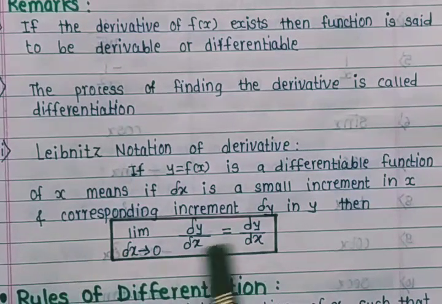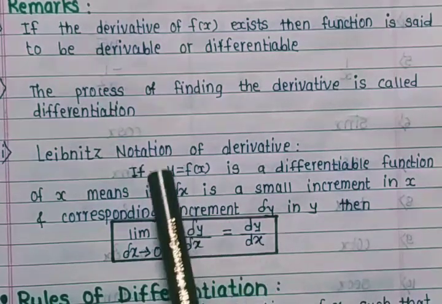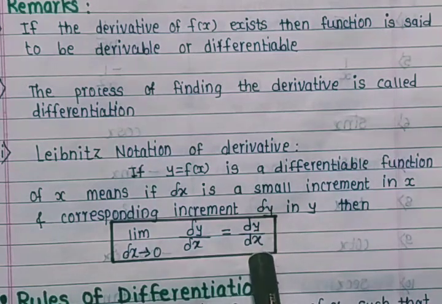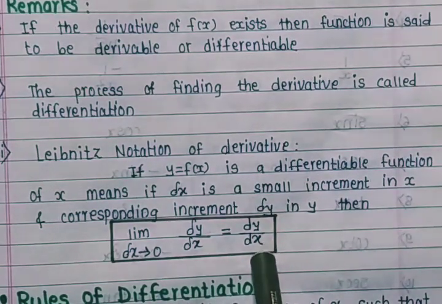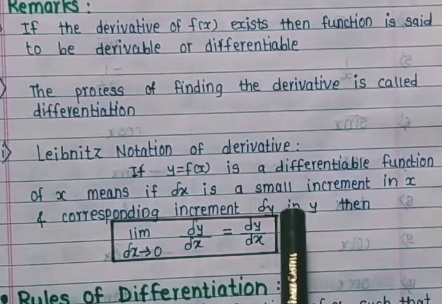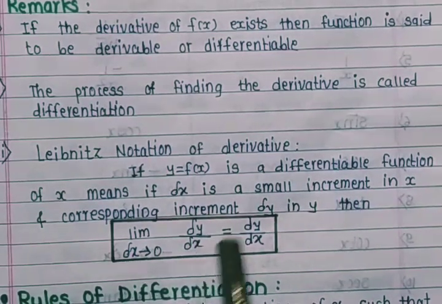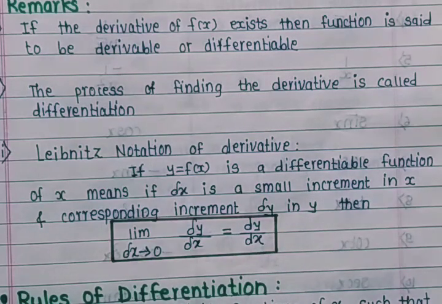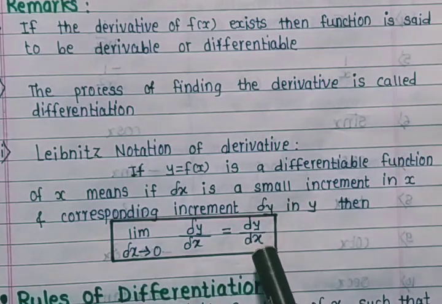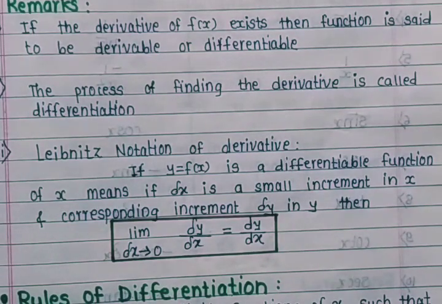Leibniz notation of derivative. If y equal to f of x is a differentiable function of x, means derivative of y with respect to x exists, that is dy by dx exists. It is denoted by dy by dx, derivative of y with respect to x. If delta x is the small increment in x and the corresponding delta y in y, then limit delta x tends to 0 delta y divided by delta x is equal to dy by dx. So the meaning of y is differentiable function of x means derivative of y with respect to x exists and is given by limit delta x tends to 0 delta y divided by delta x.